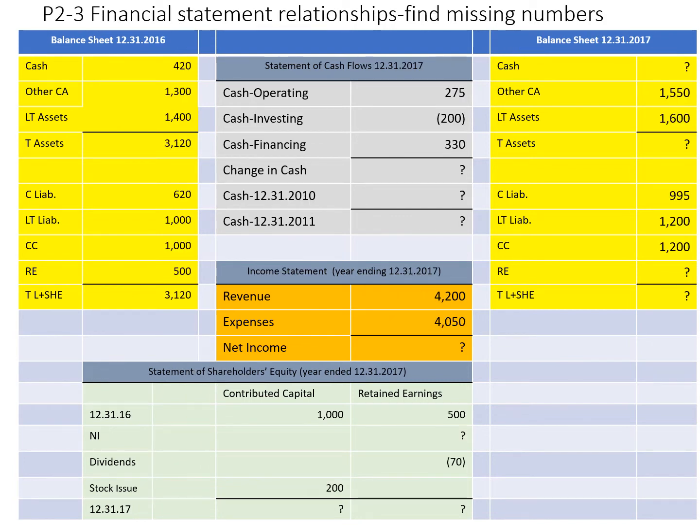Okay, we said we do the income statement first. So the income statement for the period, we had revenues of $4,200. We had expenses of $4,050. So that means we resulted in a net income, or revenue minus expense, of $150. Sorry, that's not very pretty, is it? Let's see if I can make it prettier.